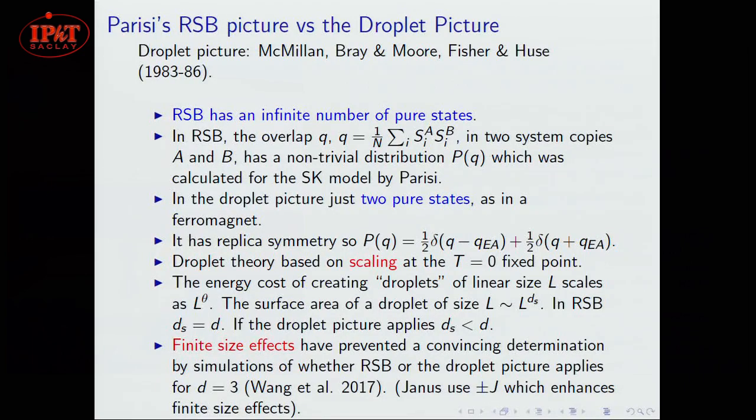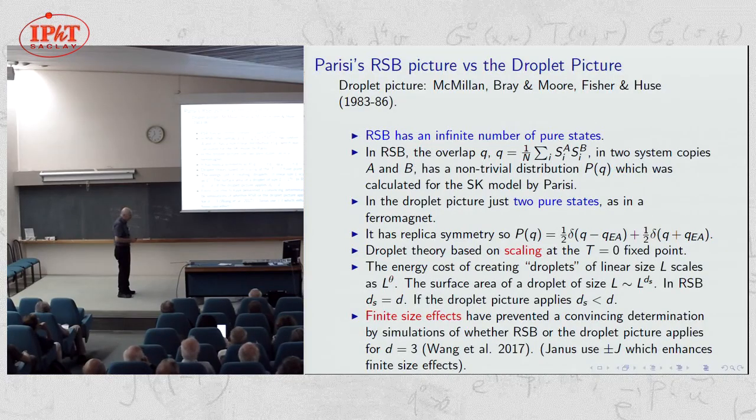Well, there are 2 pictures as to what's going on in spin glasses. There's the replica symmetry breaking derived picture, and there's the droplet picture, which begins with the work of McMillan and Alan Bray and myself and Fisher and Huse. It's very old, this work, dating from 1983 to 1986. And whereas in the replica symmetry breaking picture of Parisi, there are an infinite number of pure states, in the droplet picture, there are just two pure states. In fact, the droplet picture really just states that the spin glass is a bit like a ferromagnet.